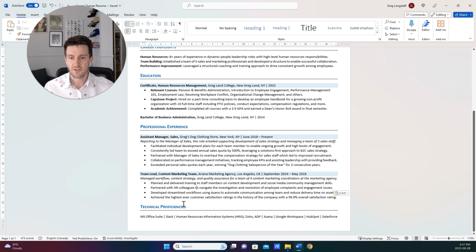And then, as you see here, we closed out with our technical proficiencies, listing any particular skills or technology that we're familiar with, and again, highlighting those that would be relevant to the jobs we're interested in. So this, my friends, is a 10 out of 10 resume for someone who is changing careers.